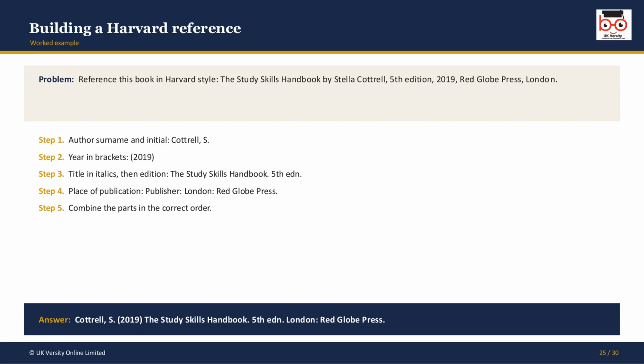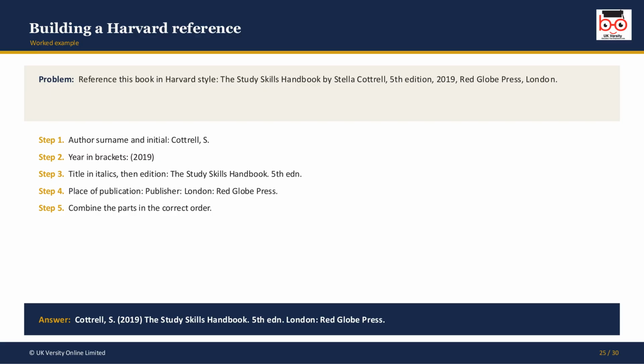One more Harvard reference to practice on. Stella Cottrell's The Study Skills Handbook, 5th edition, 2019, Red Globe Press, London. Author surname and initial, Cottrell, S, year in brackets. Title in italics, then the edition. Place of publication and publisher. Combine the parts in the right order and you get Cottrell, S, 2019, The Study Skills Handbook, 5th edition, London, Red Globe Press.